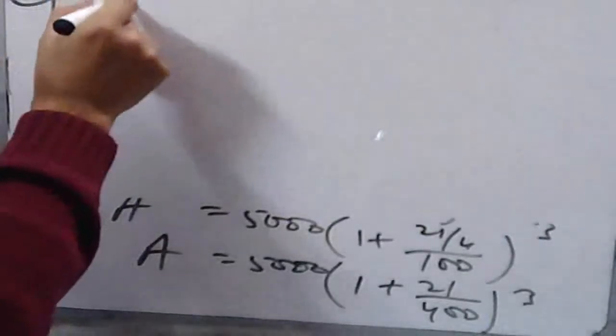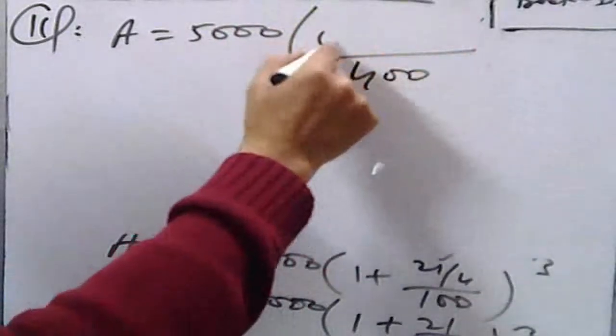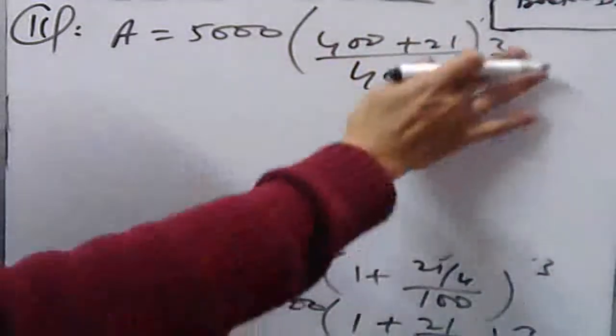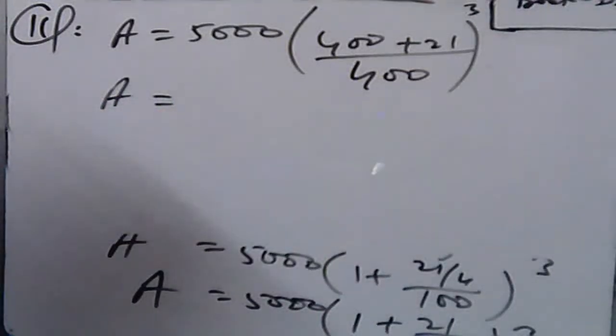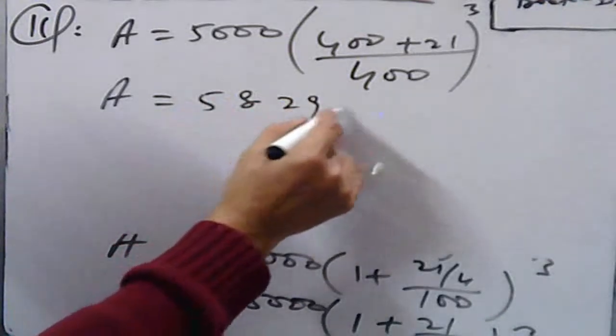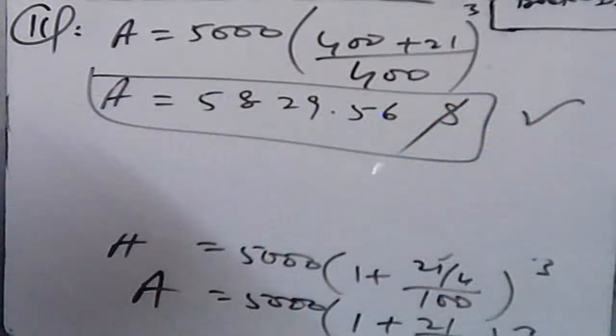You can see here the further steps. To simplify it, that is 5,000, and taking the LCM 400, plus 21, to the power cube. After simplification, using the calculator, you will get the amount, $5,829.56. So that is your amount. But you need simple interest, that is, compound interest.